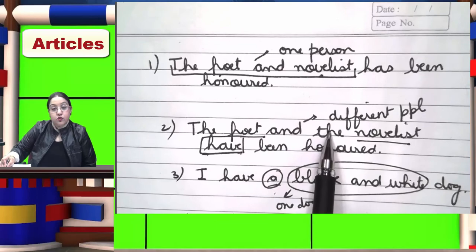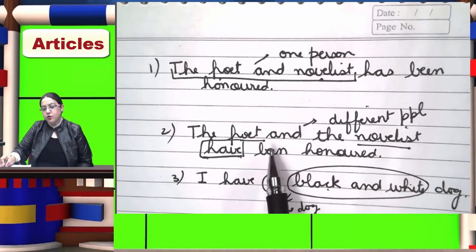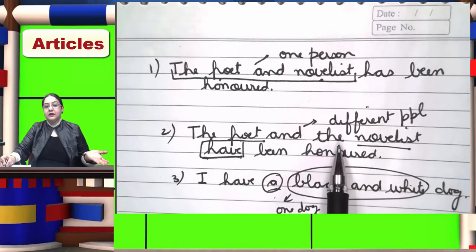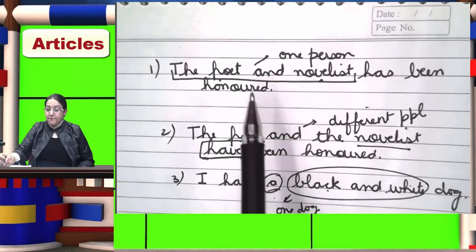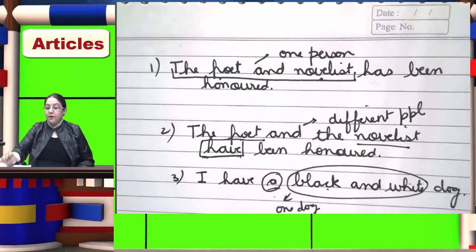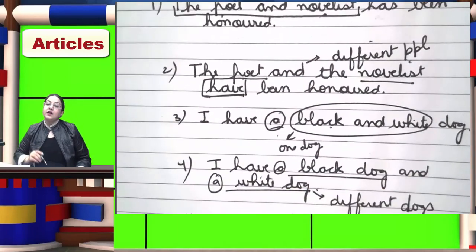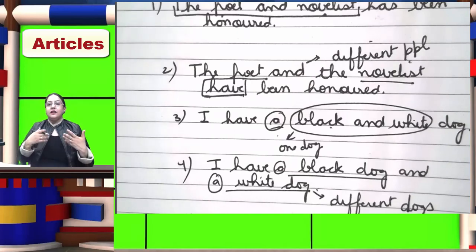Again here I am using the article the twice to talk about two different persons, and we can use it twice. We may talk about the same person only if we use has here: the poet and novelist has been honored. Has shows that we are talking about one person only. So you may use an article once or you may use it twice depending upon the sentence that you are framing.